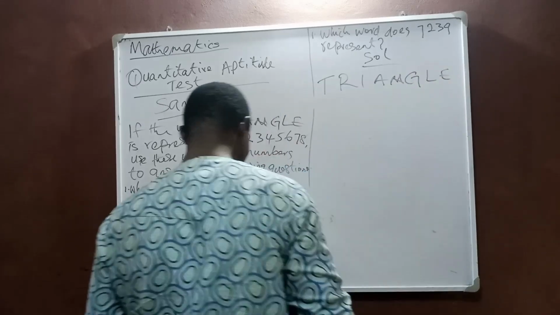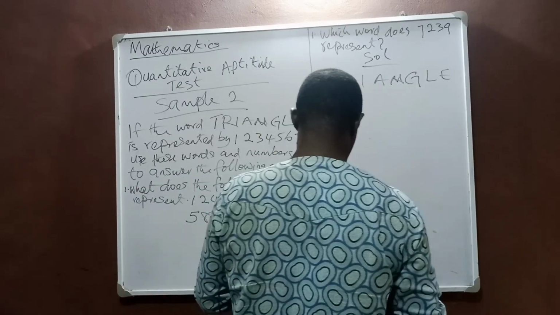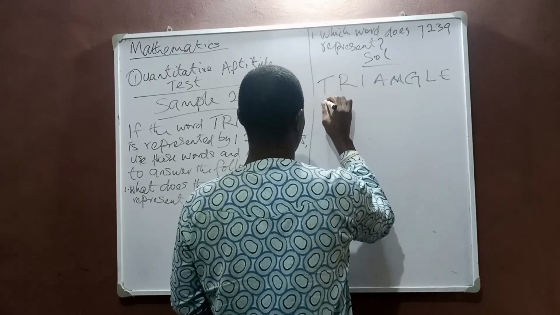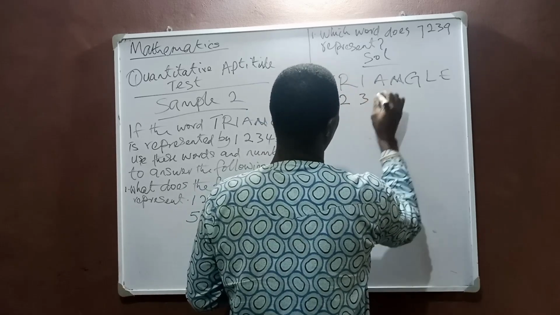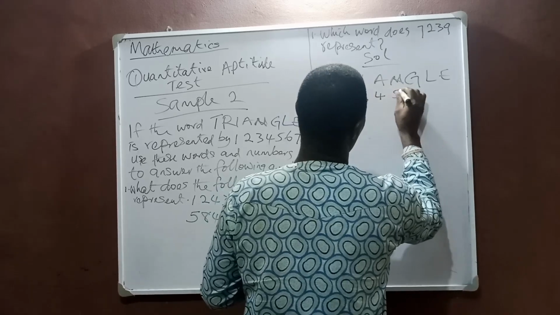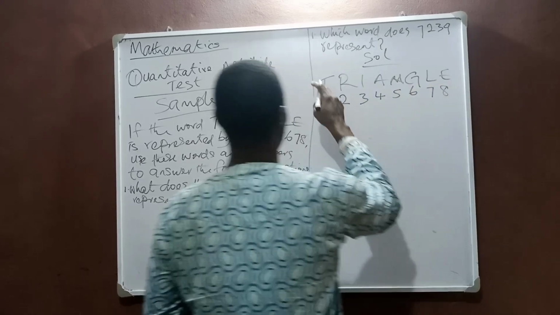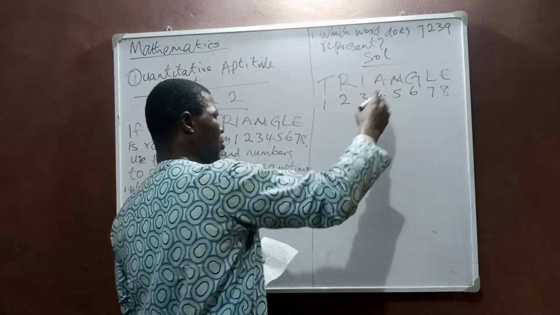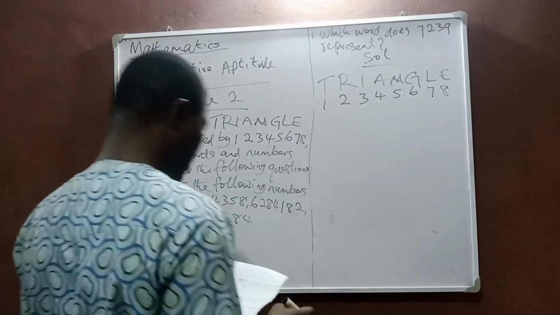This is the triangle, and the numbers that are attached to the triangle are 1, 2, 3, 4, 5, 6, 7, and 8. The first number goes to the first letter. The second number goes to the second letter. The third number goes to the third letter, just like that. You will not mix it.